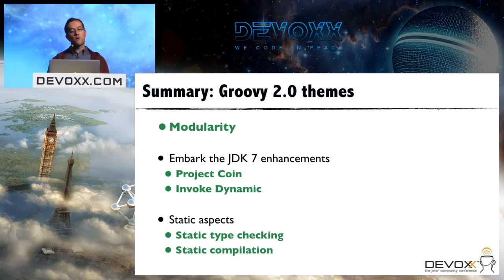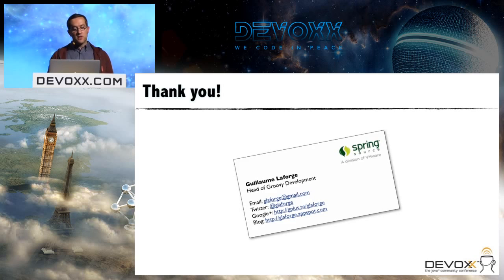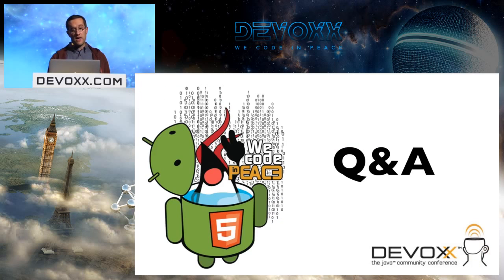So the big themes for Groovy 2.0 were the modularity aspect, all the Java 7 enhancements with the Project Coin syntax enhancements and the invoke dynamic support, and the static aspect with static type checking and static compilation. So thanks a lot for your attention, and I have only 3 minutes for taking a couple of questions. So any questions in the audience?